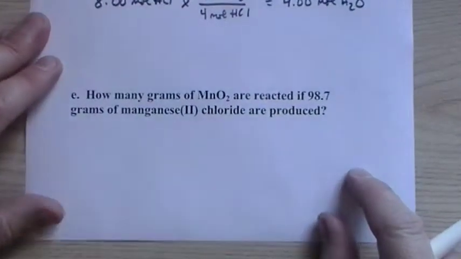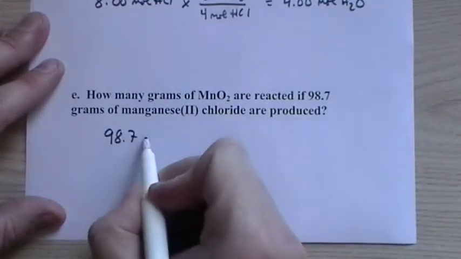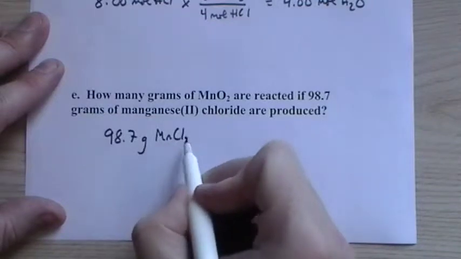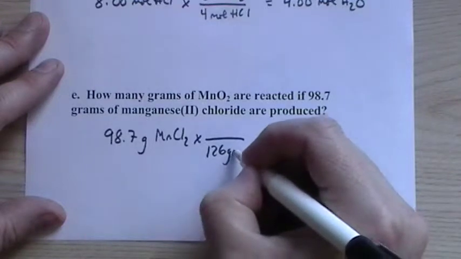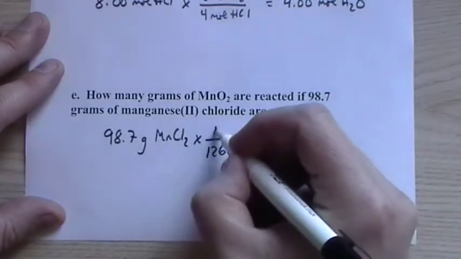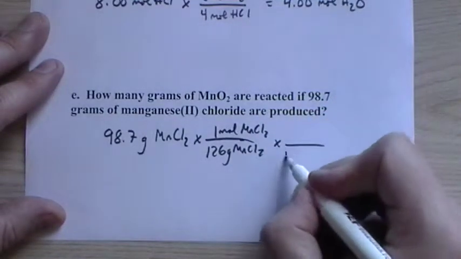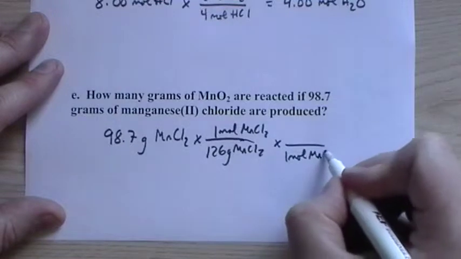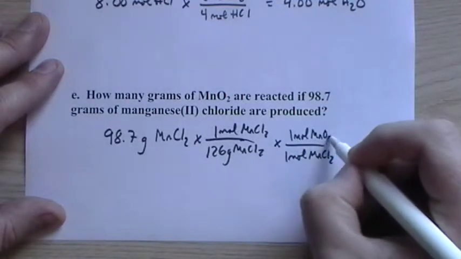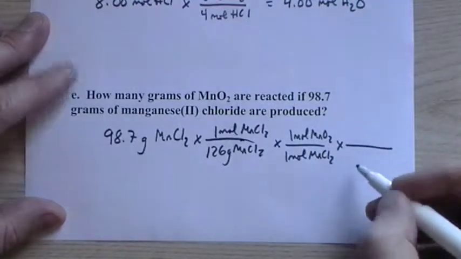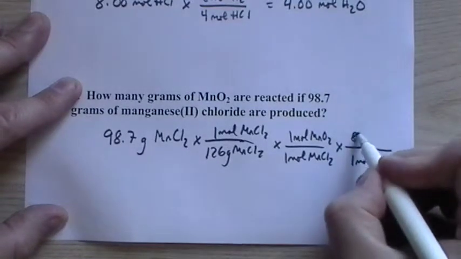And then the last one, how many grams of manganese 4 oxide are reacted if you have 98.7 grams of MnCl2? So it's 126 using the information from the previous problem. 1 mole of manganese chloride. And then 1 mole of manganese 2 chloride is 1 mole of manganese 4 oxide. And they want to know grams. And I'm going to look back 1 page, and this should be 87 grams.